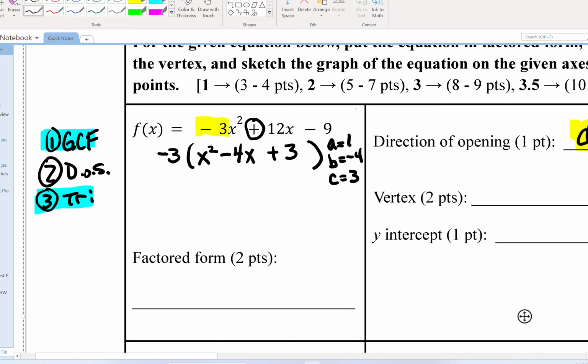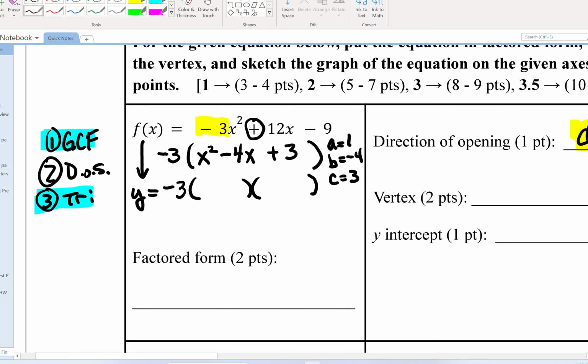Because A is 1, then I can just jump straight into the factors here. So I'm going to say, okay, I've got -3. Let's go ahead and bring down this f of x. I'm going to call it y. y equals -3, and then open up 2 sets of parentheses.